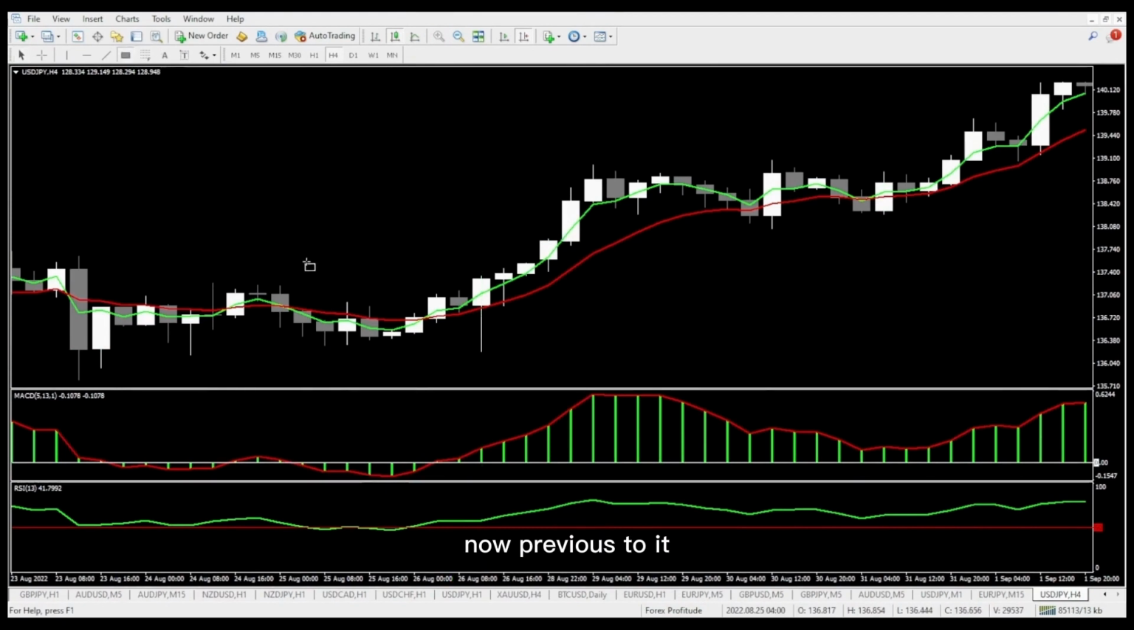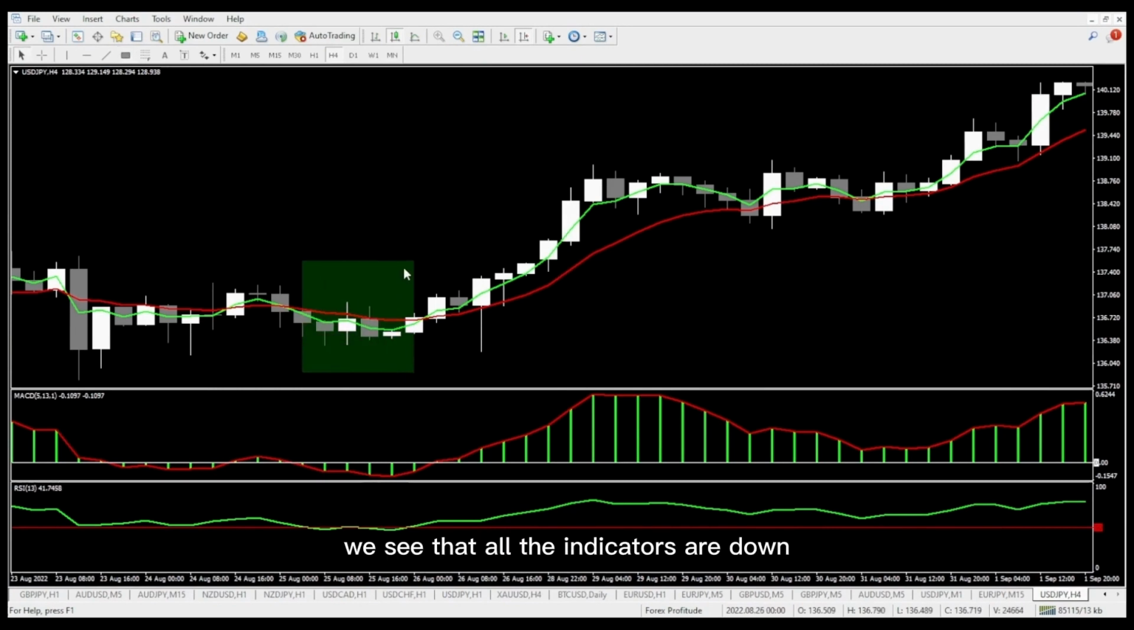Now, previous to it, right in here, we see that all the indicators are down. We see that the moving averages are in a downward fashion. We've got the 3 underneath the 10. We've got the MACD underneath the 0 line, and we've got the RSI underneath the 50 level. So we are down in an uptrend. The higher time frame says that we are trending up, so we want to be looking for trades that are moving up. So the next thing we're going to be doing is looking for a signal to go long.